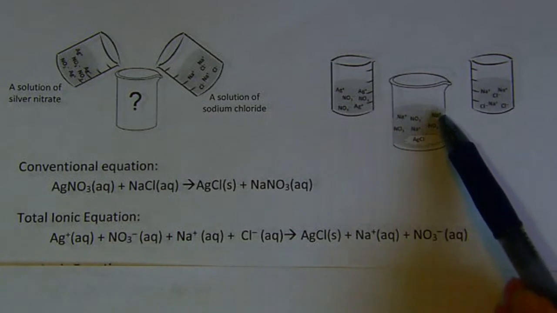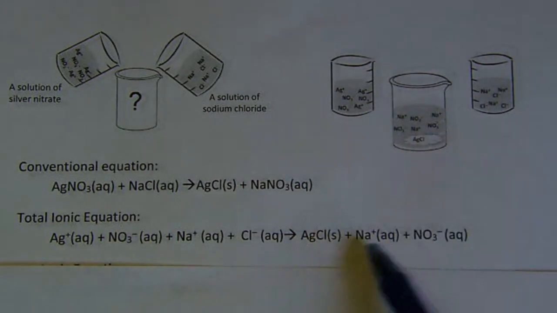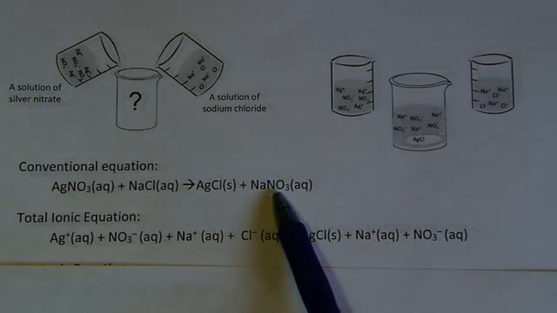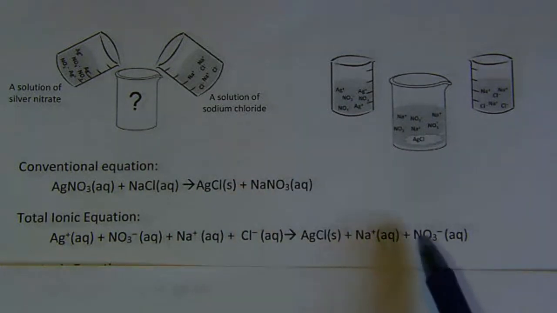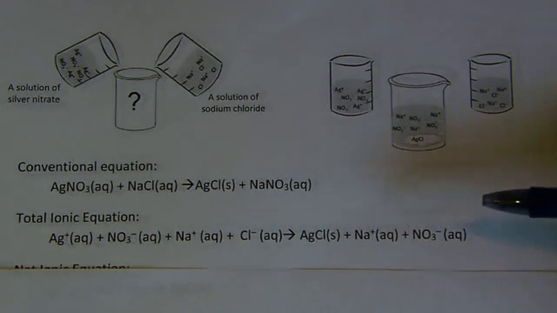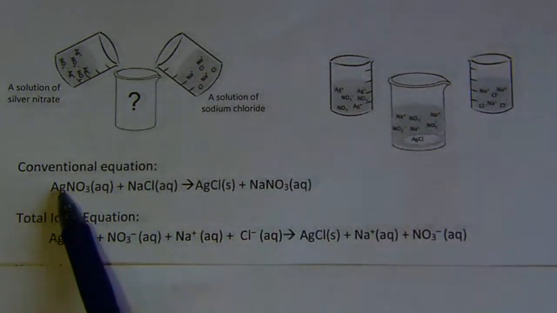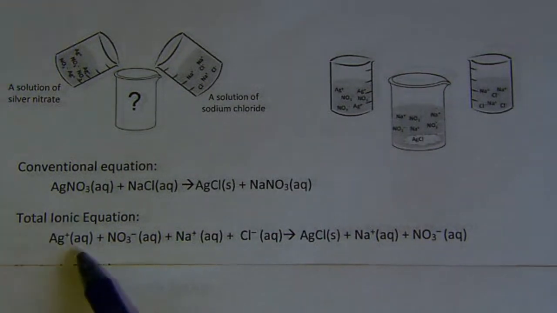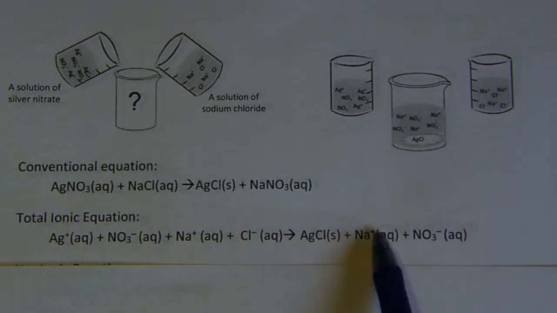Our sodium nitrate exists as free sodium ions and free nitrate ions. Again, 1 part sodium, 1 part nitrate. 1 sodium, 1 nitrate. Notice that at no point are my state labels changing here. My silver is existing in solution as an ion, not as a solid. So make sure that when you're working with ionic equations that you have charges where necessary.